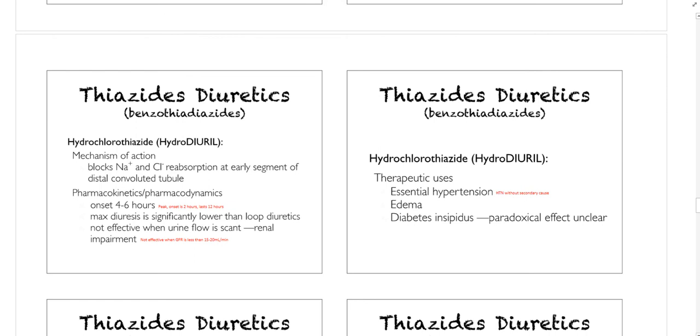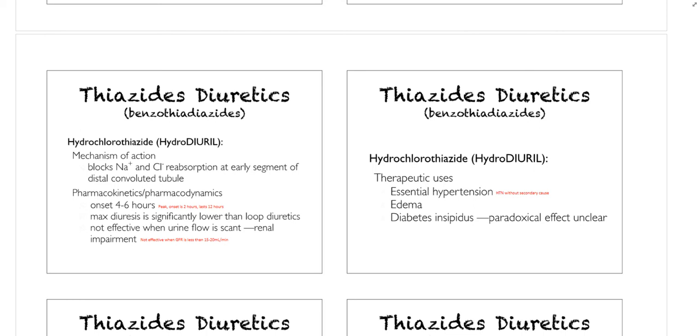Okay, so thiazide diuretics. Hydrochlorothiazide is going to be working in a very similar way as Lasix, just in a different area. Instead of the ascending loop of Henle, which is where Lasix works, this is going to work on the distal convoluted tubule. So this starts a lot longer. It works a lot slower than Lasix does. Lasix PO is about 60 minutes, whereas this is about 4 to 6 hours. And I don't believe hydrochlorothiazide is able to be given IV, whereas Lasix is.